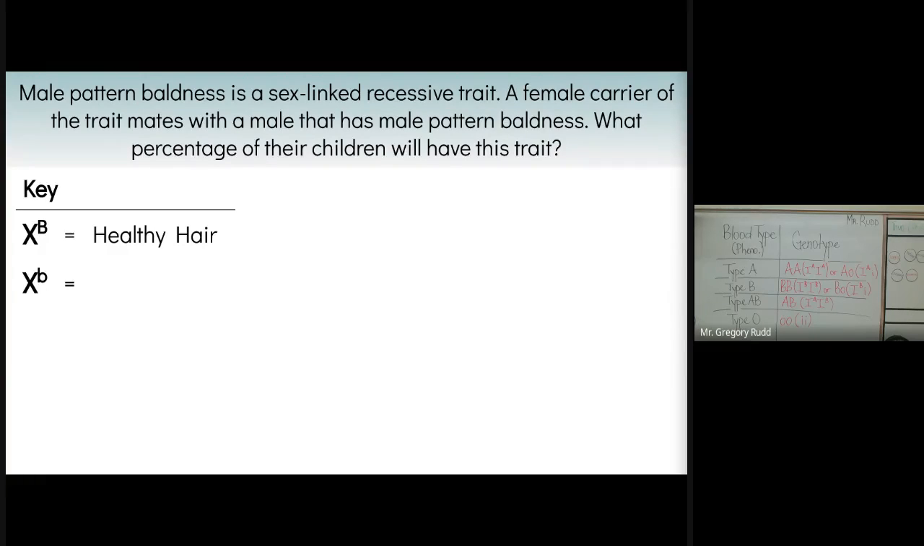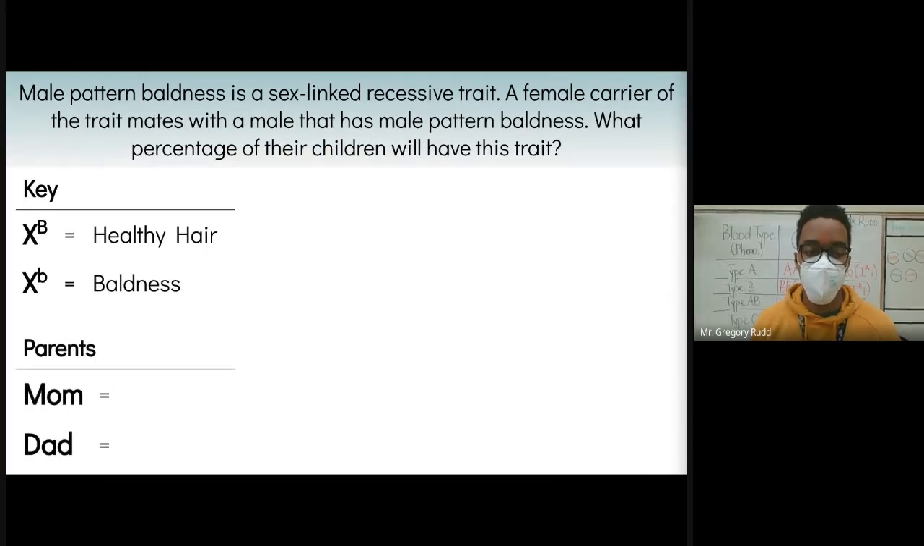So then this one with the lowercase is recessive. So what does it code for? It's the recessive trait, not healthiness. This is baldness. We've got the recessive allele that's giving you the baldness trait. So the next thing we need to do, tell me if I need to slow down or if there are any questions.